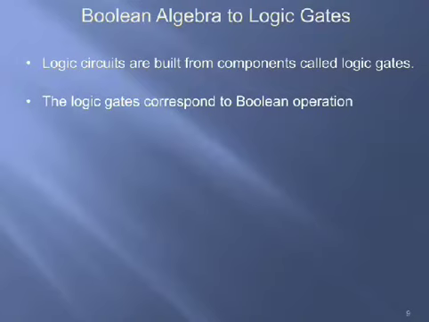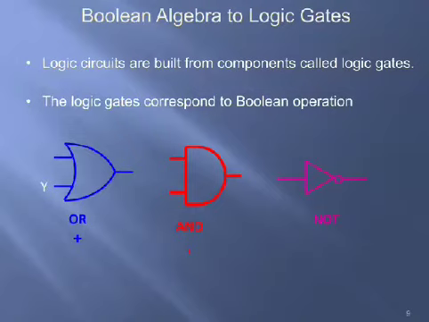Logic gates are mainly designed or manufactured based on the Boolean operations which we have studied in the previous lecture: OR operation, AND operation, NOT operation. OR operation will be done by the OR gate, AND operation will be done by the AND gate, NOT operation will be done by the NOT gate. That's why all these gates are called basic gates, which implement the basic OR operation, AND operation, and NOT operation.